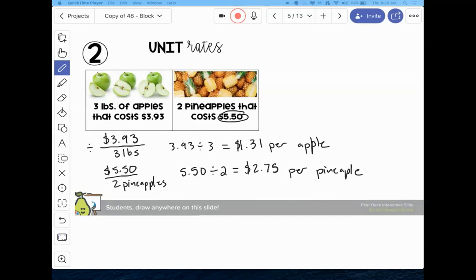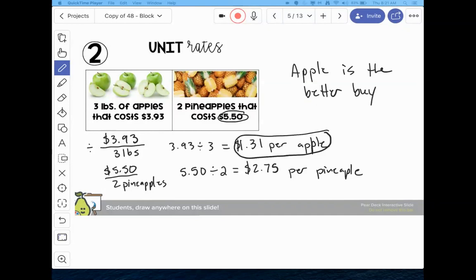Okay, so on here, we got pineapples or apples. So what's the better deal? So we're looking for which has the lowest price. So the lowest price here is going to be our $1.31 per apple. So the apple is the better buy on this one. So the apple is the better buy. Nice job with those.